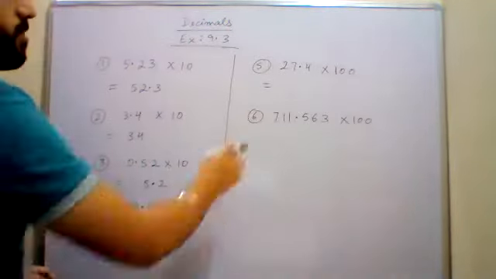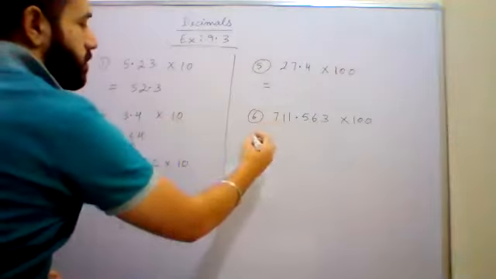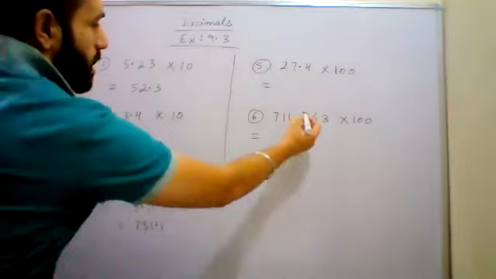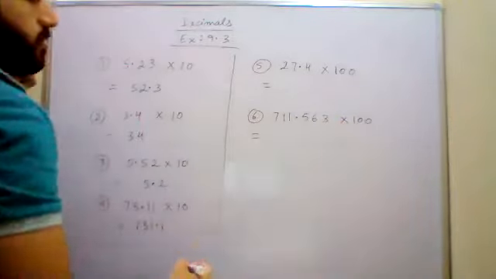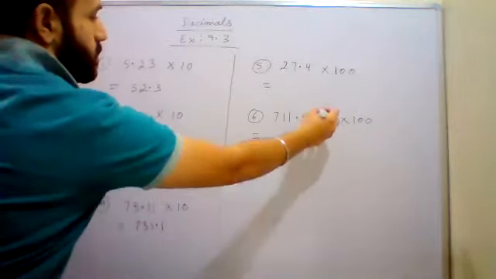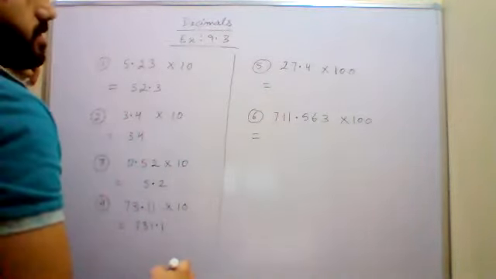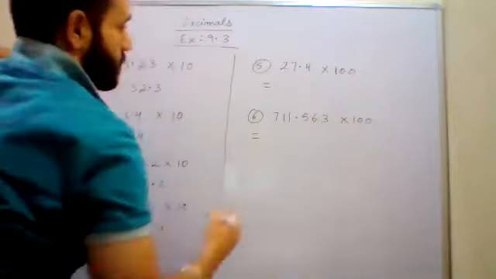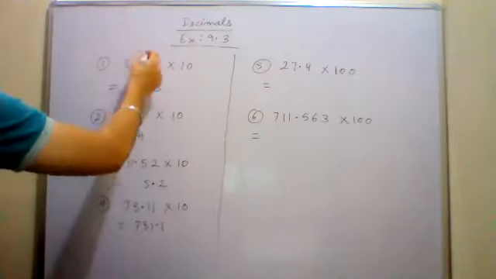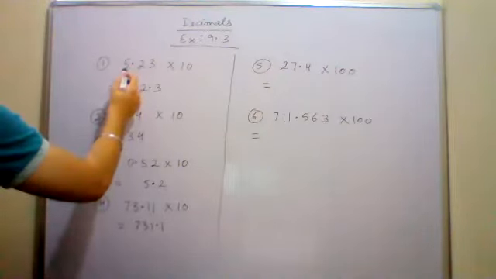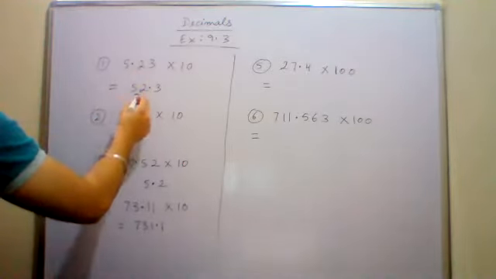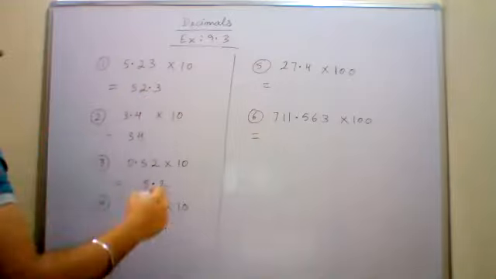Question number 6. Before doing the fifth one, I am explaining you the sixth one. Please pay attention, all of you. We are multiplying this number by 100. So when we are multiplying a number by 100, the decimal moves two places to the right because 100 has two zeros. In the case of 10, when you are multiplying a number by 10, the decimal moves only one place to the right. You can see it was 5.23 and the decimal has moved one place to the right. So the answer is 52.3.